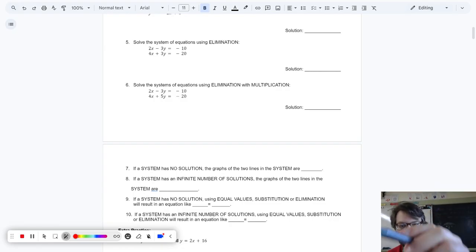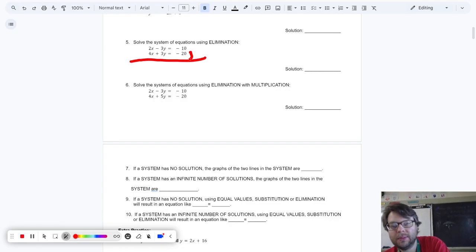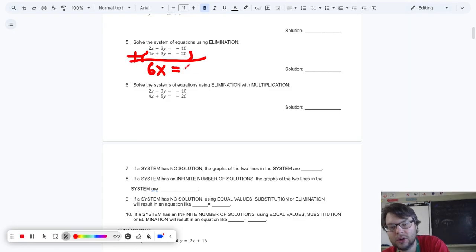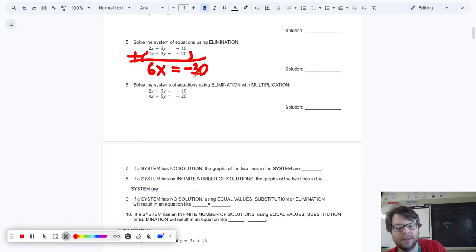So if I add these equations together, I will eliminate the letter y, because I notice that one of the equations has negative 3y and the other has positive 3y. Because they're the same but opposite signs, adding my equations will eliminate that letter. 2x plus 4x is 6x. Negative 3y plus 3y is 0. Negative 10 plus negative 20 is negative 30.